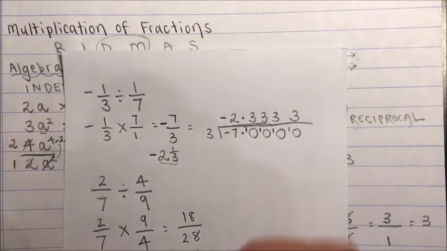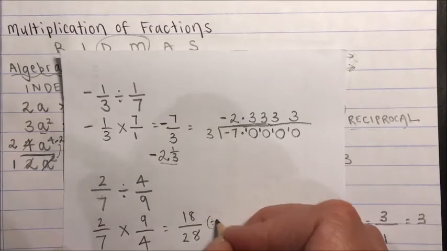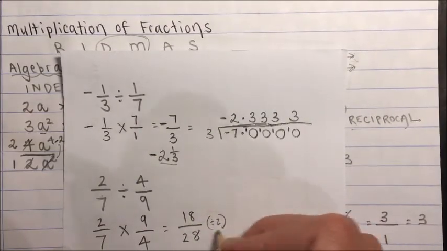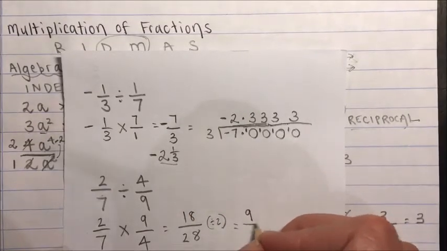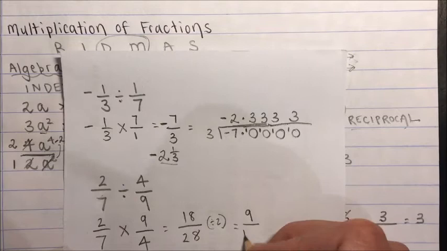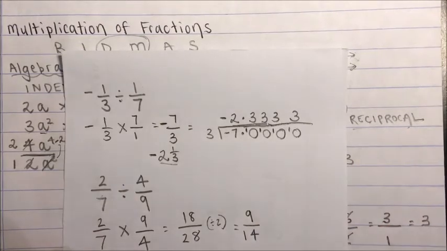I know that both of these are divisible by 2. They have a common factor of 2. They're both even numbers. I can see that. So I get 9 over 14, 18 divided by 2 is 9 and 28 divided by 2 is 14. The signs are the same, so the answer is positive.